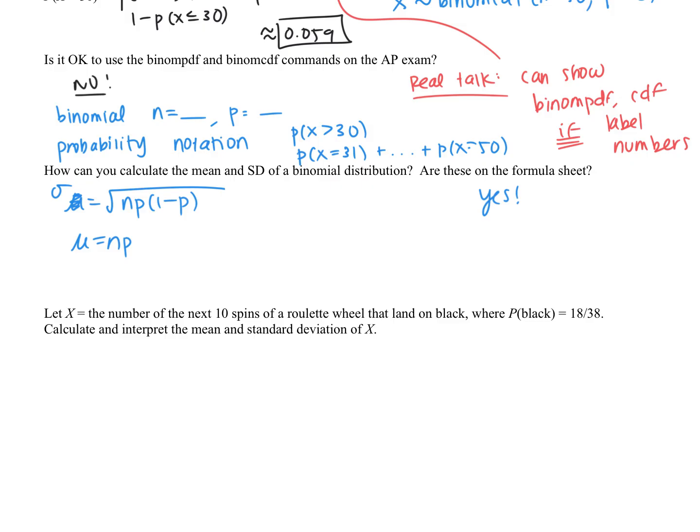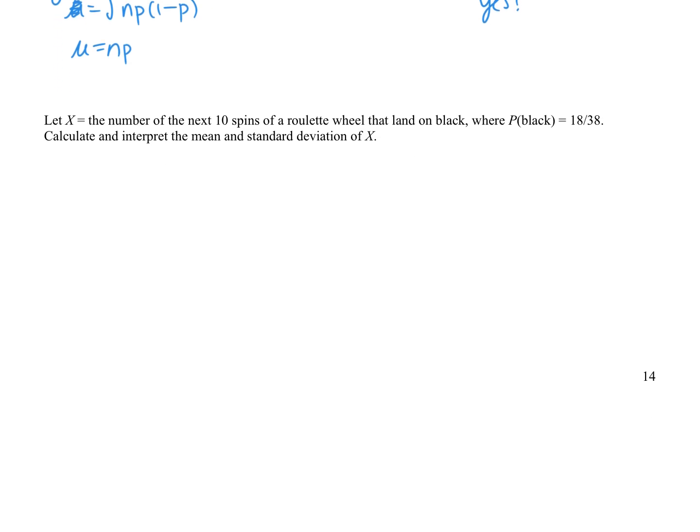roulette problem. Let x be the number of the next 10 spins of a roulette wheel that land on black. And the probability of black is 18 out of 38. Calculate and interpret the mean and standard deviation. Okay, so I think I told you guys when we did binomial the first day of it, that the biggest mistake is people don't recognize a binomial distribution. So I'm going to keep talking about what sets off to me that this might be binomial.